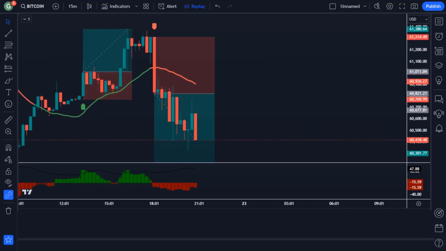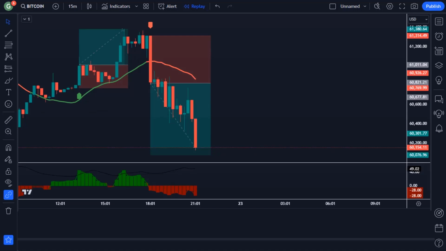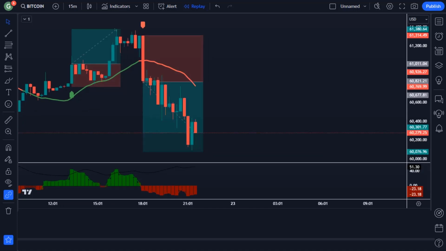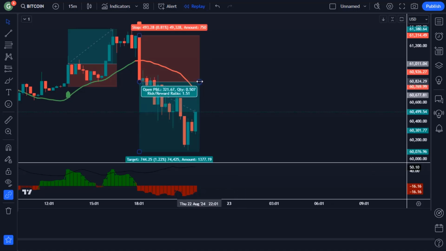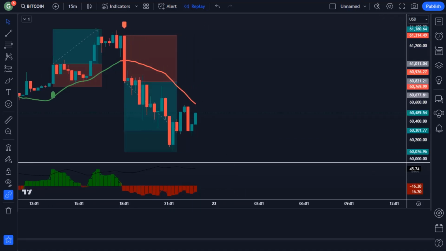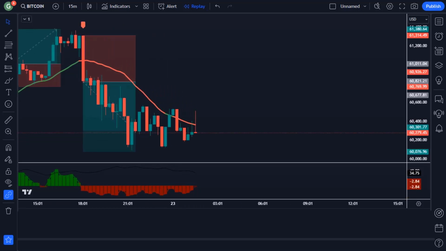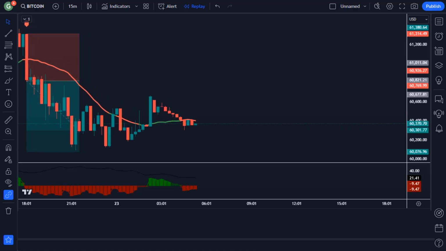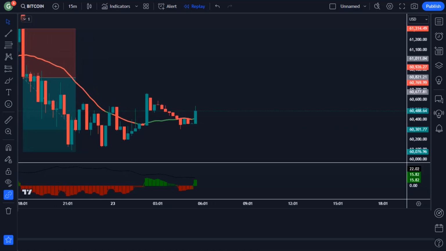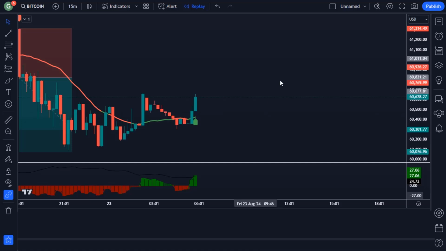Our trade is running in profit. The market has completely hit this target. Let's find the next trade. We have got the signal.